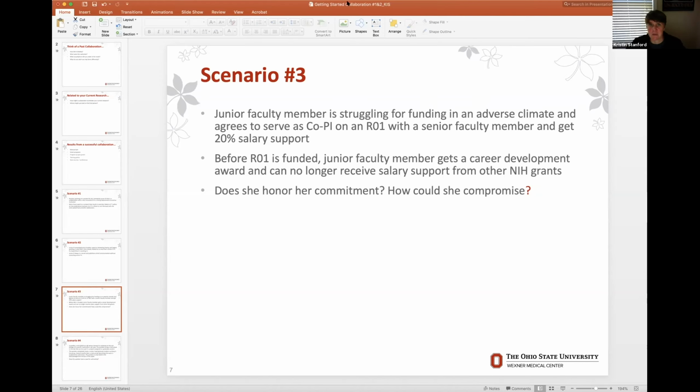And I think this is a great example of a situation where communication matters. Could you do what's best for you, and take your career development grant, and then still flip some of that monetary support to a different way, so you would still benefit from it, because you likely put in effort to getting this grant funded and to developing some of the preliminary data on it.